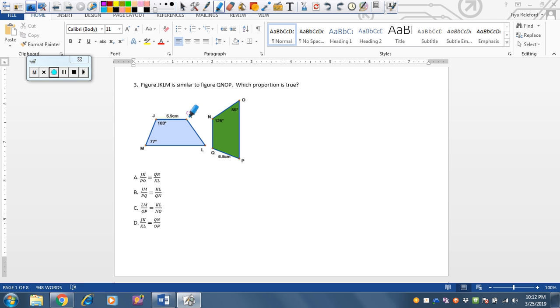Number 3 is the similar figures. Maybe this will help you answer number 1. This side corresponds to this side. This side corresponds to this side. This side corresponds to this side. And this side corresponds to this side. So, if I'm looking, JK is purple, I'm going to make all the JKs purple. JK is the same as KJ. QN is purple, so I'm going to make all the QNs purple.